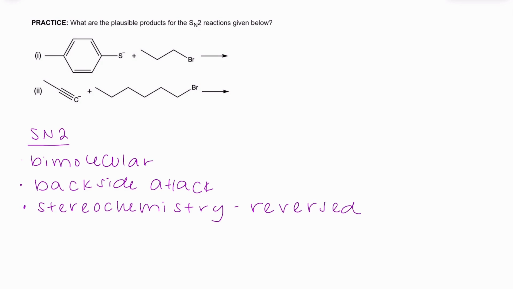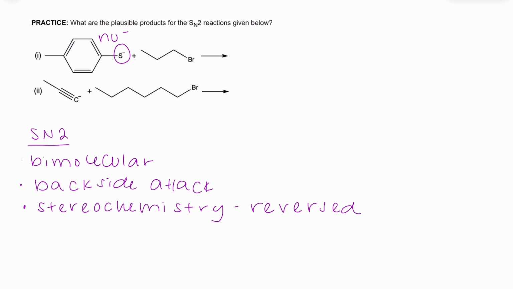Now we are ready to solve these two problems. So in I, we have 4-methyl benzene thiolate here and 1-bromopropane. And we need to determine which one is the nucleophile and which one is the electrophile. So let's look first at 4-methyl benzene thiolate. It has this sulfur atom with the negative charge. So this can act as a strong nucleophile. So let's label that as our nucleophile.